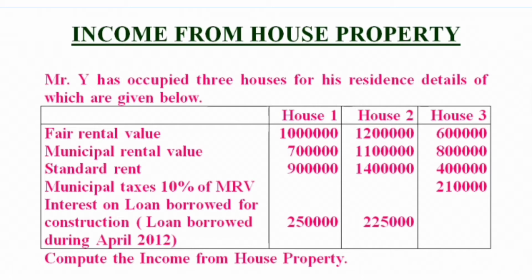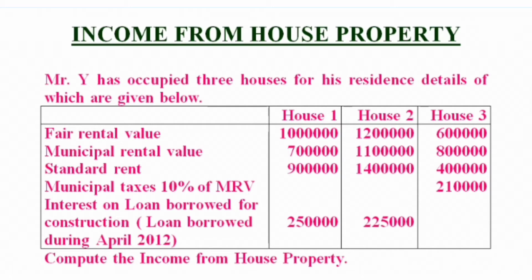The 2,10,000 is not a municipal tax, it is interest. It has been moved upward. So, interest on loan borrowed for construction, loan borrowed during April 2012: for house 1, 2,50,000; for house 2, 2,25,000; and for house 3, it is 2,10,000. That 2,10,000 is not municipal tax, it is interest for house 3. So we are asked to compute here the income from house property.